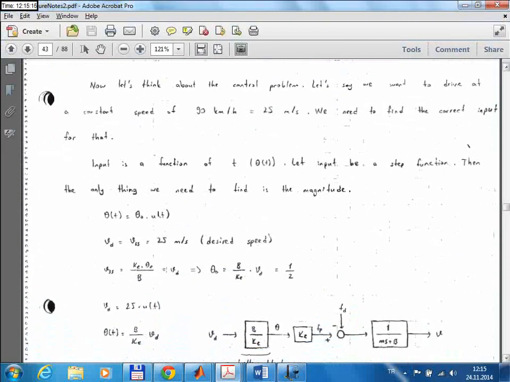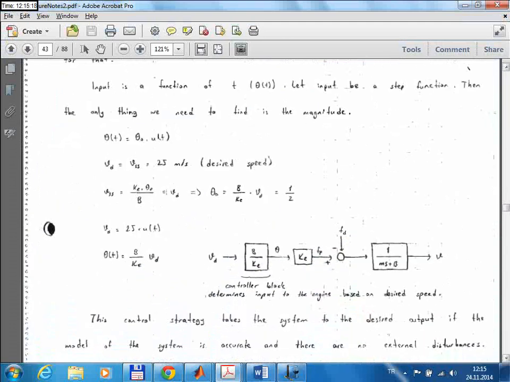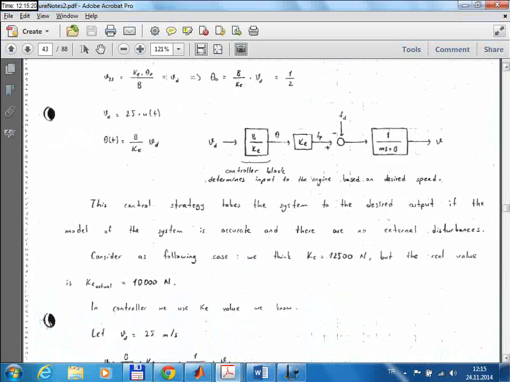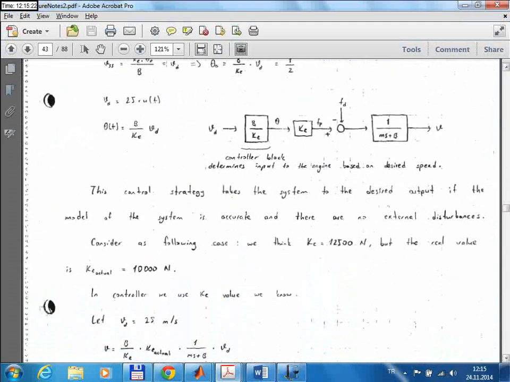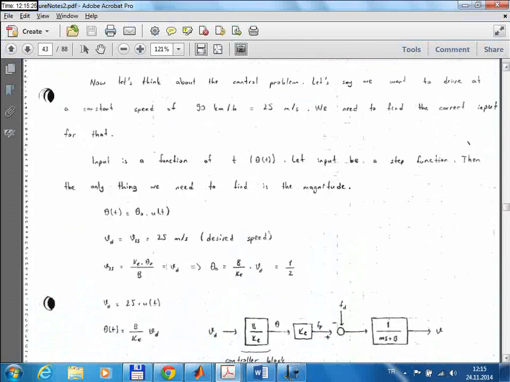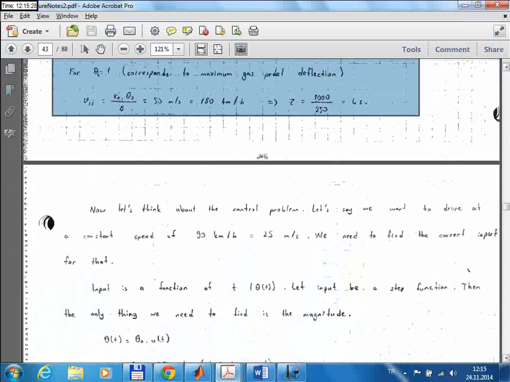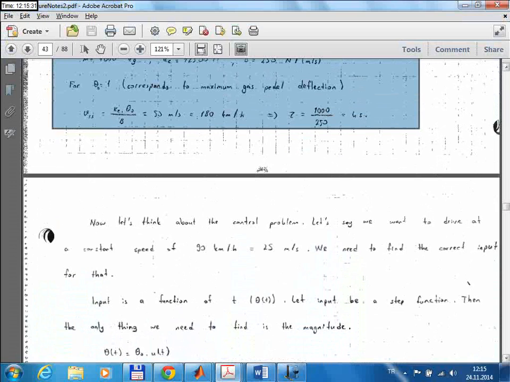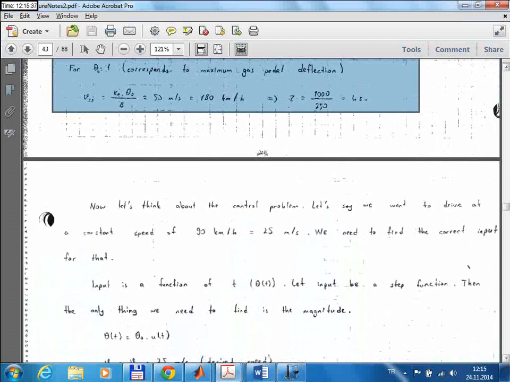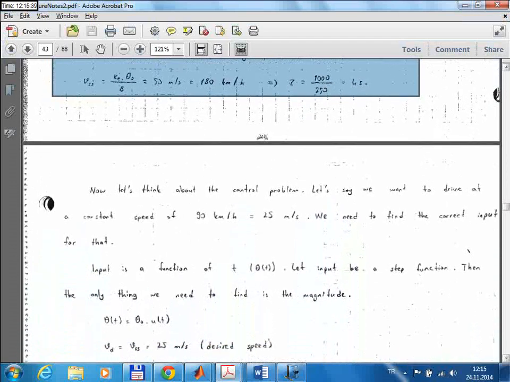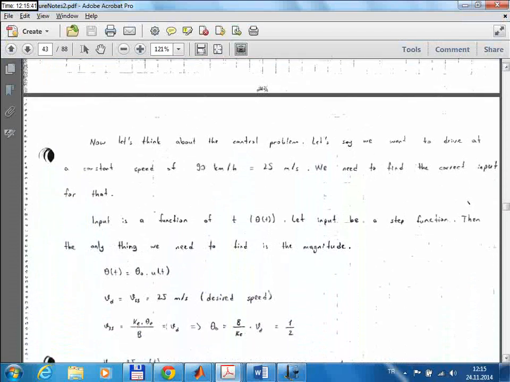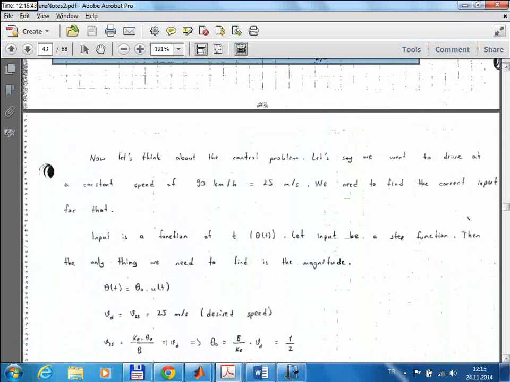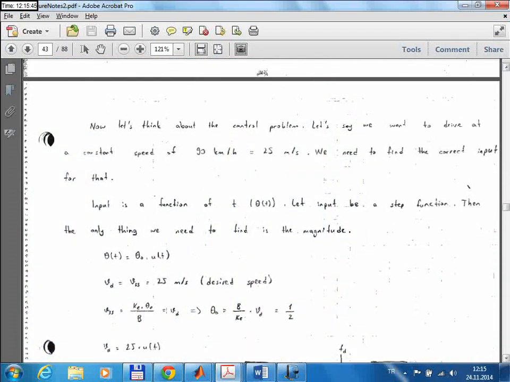Okay, so let's move on to the next case. Next, I think we're going to look at what happens if there's a disturbance force. We didn't check that before, right? Okay, so this is how we proceed.